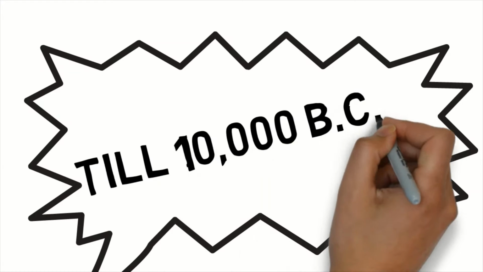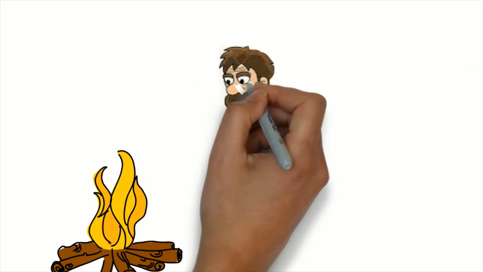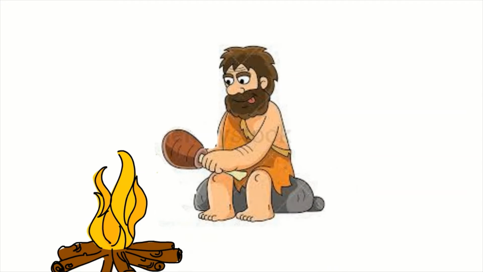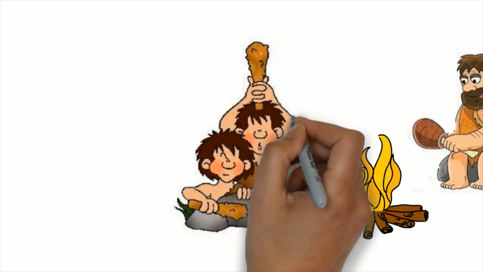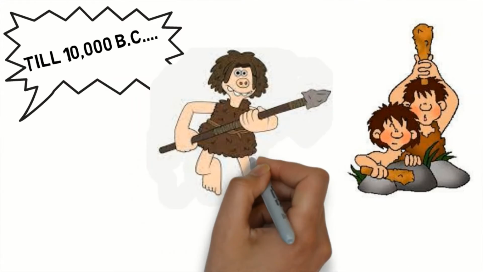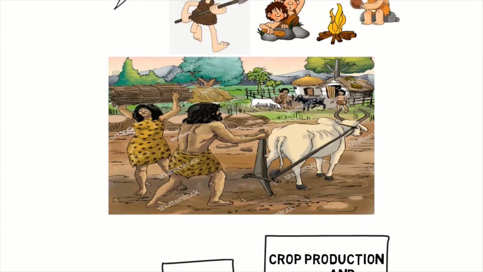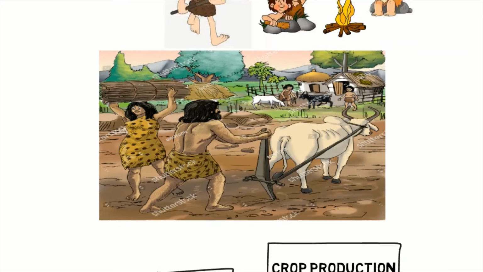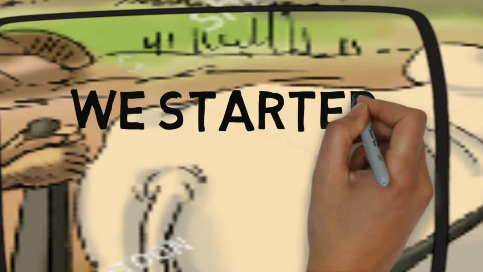Till 10,000 BC, people were nomadic. They used to wander in groups from place to place in search of food and shelter. They used to eat raw fruits and vegetables and hunt animals for food. Later, they could cultivate land and produce rice, wheat, and other food crops. And in this way, agriculture was born.